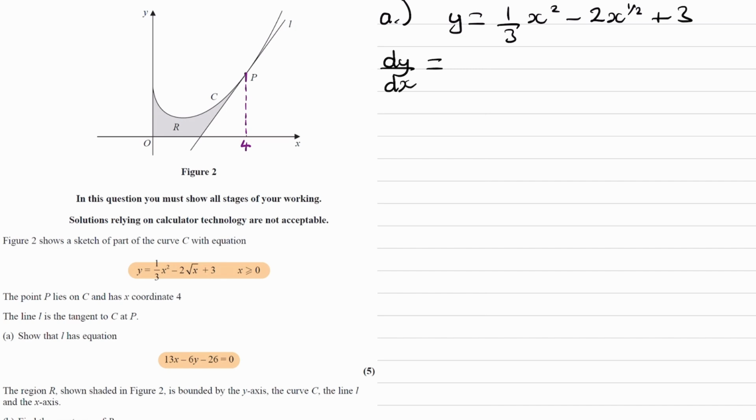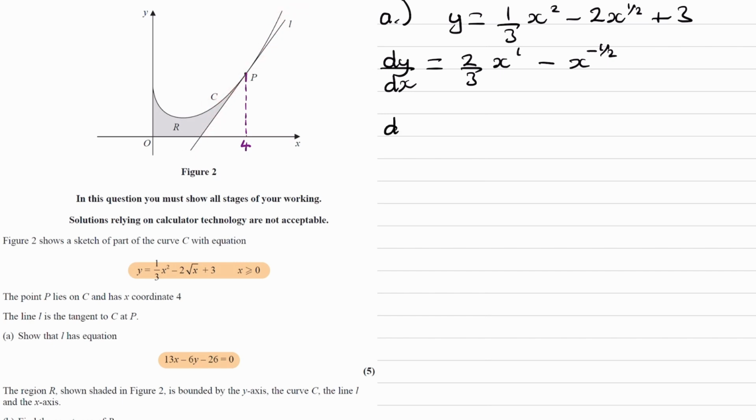So differentiate this, multiply by the power, reduce the power by 1. 2 times a half is just 1. Reduce the power by 1, and 3 differentiates to make 0. And we're trying to work out the gradient at point P. The gradient of the tangent is the same as the gradient of the curve at point P.